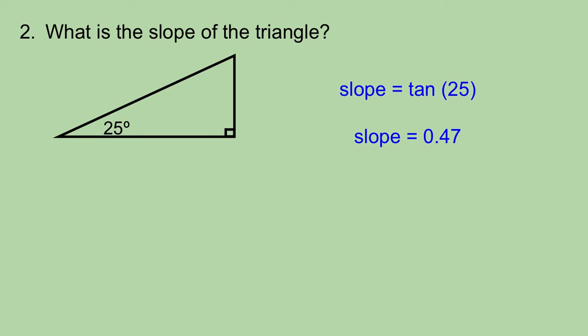Since slope is equal to the tangent of your angle, you're just gonna type in tangent of 25, and you're gonna get the slope as a decimal. So in this case, it's 0.47.